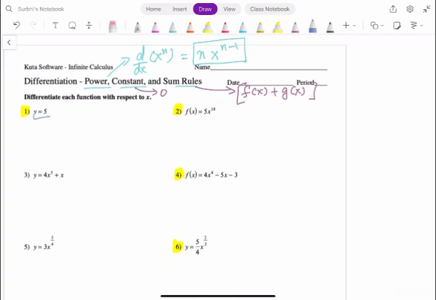Number 1 says y is equal to 5. 5 is just a constant, so the answer is 0. Right? Because the derivative of a constant is just 0.